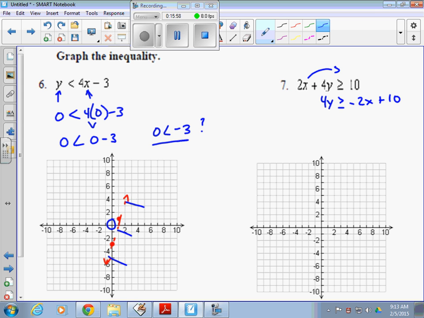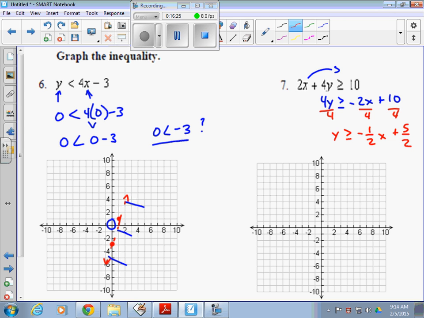Divide by 4. Do it here and here. Y is greater than or equal to negative 1 over 2x, the number 2 goes into both of these, plus 5 over 2. No reason to reverse the symbol again, because we only divided by positive 4. We can graph this. It says y is greater than or equal to negative 1/2 x plus 5 over 2.